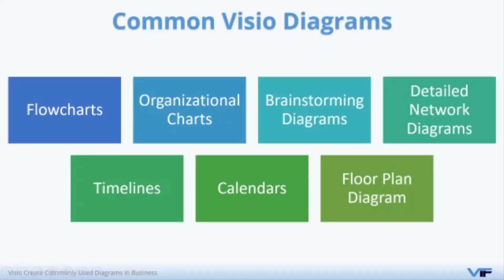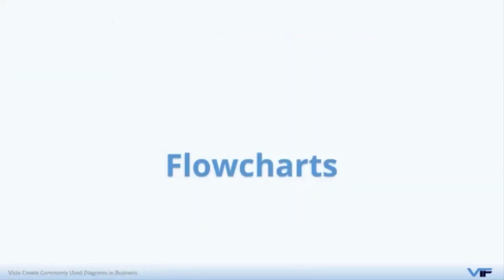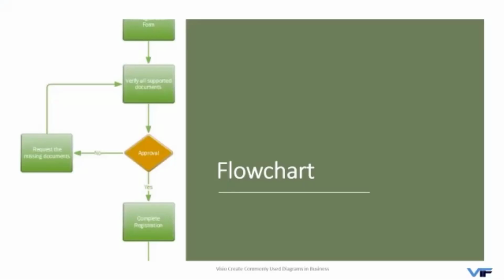So let's move forward and talk about the common Visio diagrams that I'm going to demonstrate today. We'll start with flow charts and go until the end, where I'll show you the floor plan diagram. Flow charts are commonly used to describe a process, how the process starts and where it ends. When we're talking about a process, there are usually shapes, and these shapes must mean something. So what does each shape mean? We will look into that when we start with Visio.